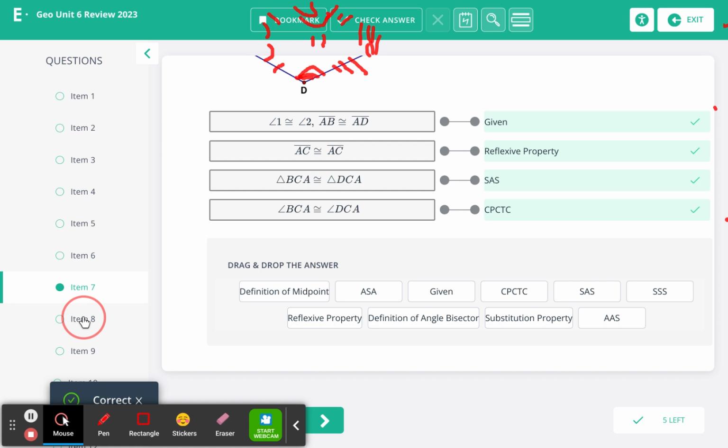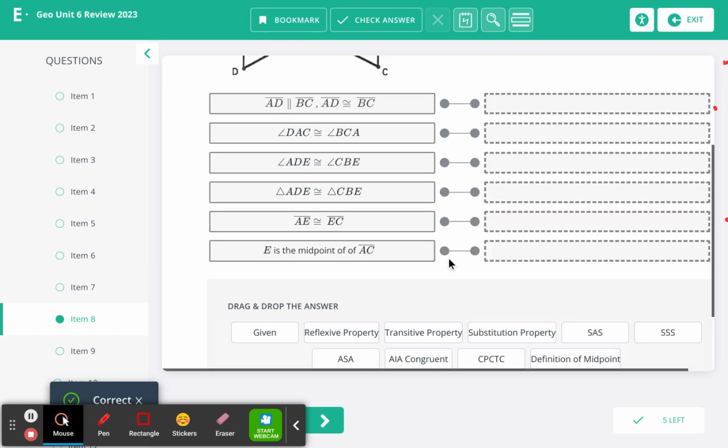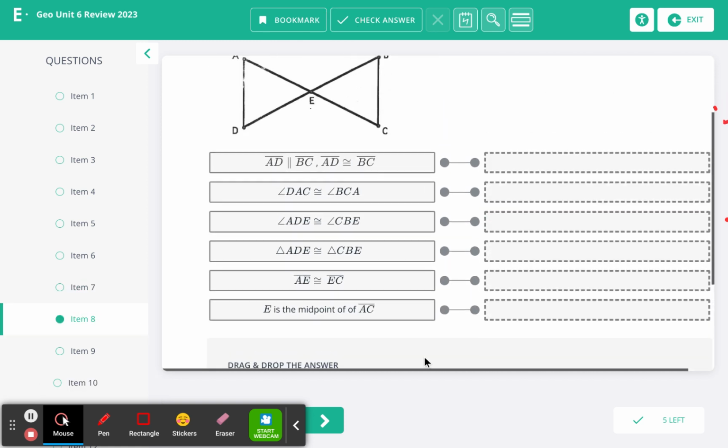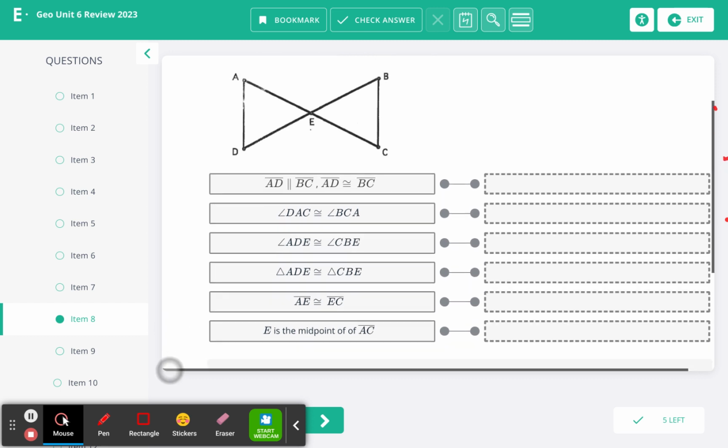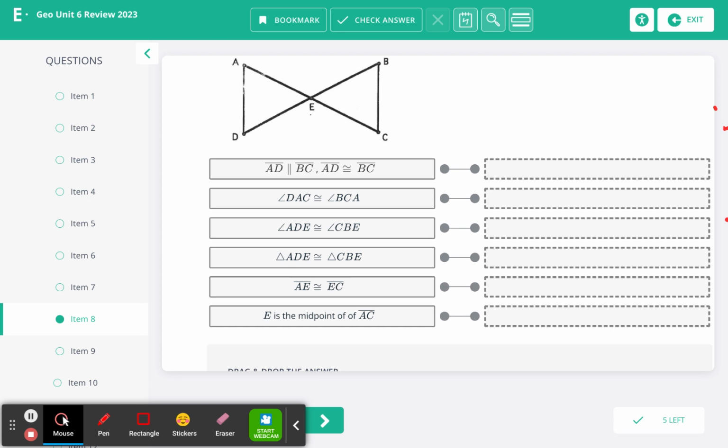All right, number 8. Now this one is the beyond CPCTC part, because our last step isn't trying to prove that two sides are congruent or two angles are congruent. We're trying to prove something else. So we're going to have to prove using CPCTC along the way, but then there's another step at the end. So let's mark what we know for this one. We know AD is parallel to BC, and AD is congruent to BC. Right? I also see a vertical angle here.